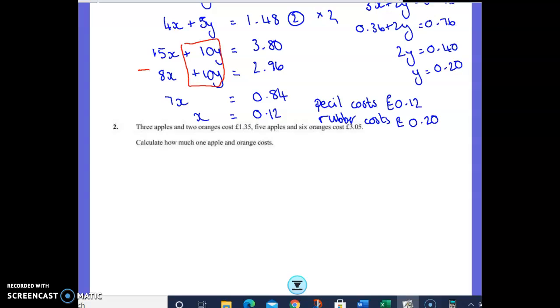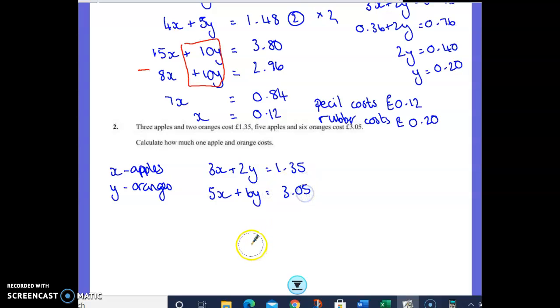Okay, let's try the next one. Apples and oranges this time. I'm going to use x and y again, just because a's and o's, they look too much like numbers. It doesn't actually matter. So I'm going to make x apples, y oranges. So I've got 3 apples, so I've got 3x, 2 oranges, and that's £1.35. I've then got 5 apples, 6 oranges, and that's £3.05. There's my equation 1, there's my equation 2.